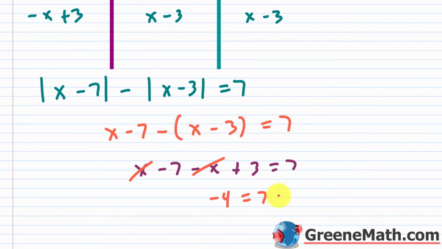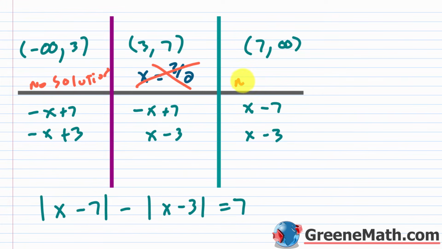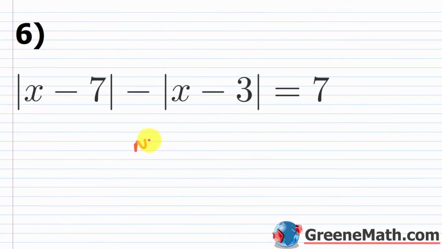So you get negative 4 is equal to 7, which is false, right? So there's no solution there. So coming back, I'm just going to write that there's no solution, right? So this guy, this absolute value of x minus 7, then minus the absolute value of x minus 3, that's never going to be equal to 7. So coming back, I'm just going to put that there's no solution.